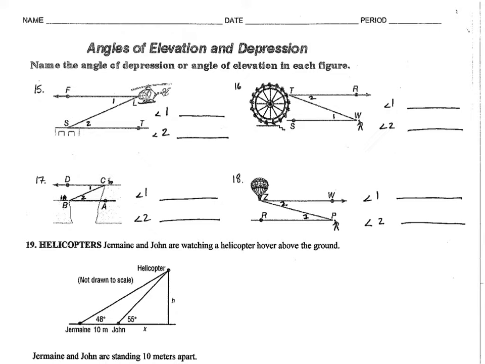Okay, so on the second part, number 15. Angle 1, it's an angle of what? Of depression, right? It's an angle of depression because you have the horizontal line and then a ray going down, so that is an angle of depression. What about angle 2? Elevation, because it's a horizontal line and then a ray going up, so it's elevation. So it's angle of depression, and this is an angle of elevation.